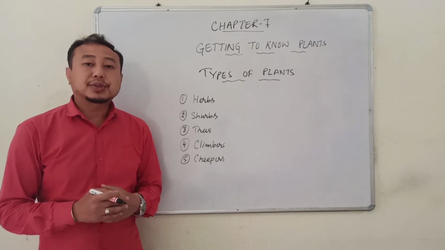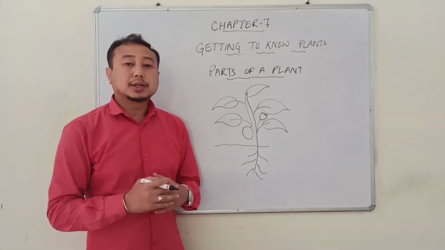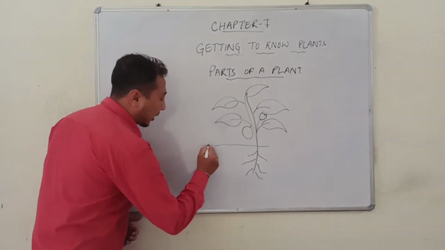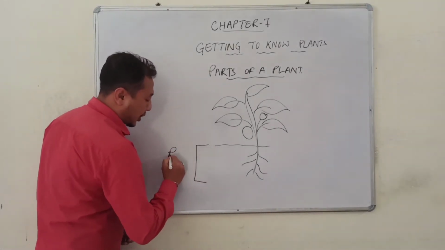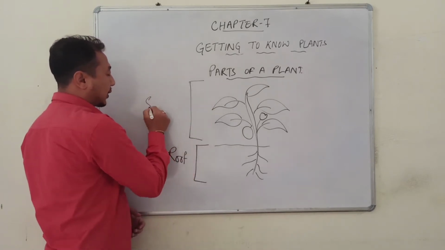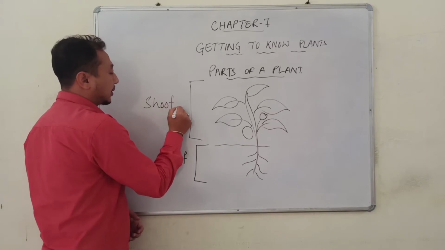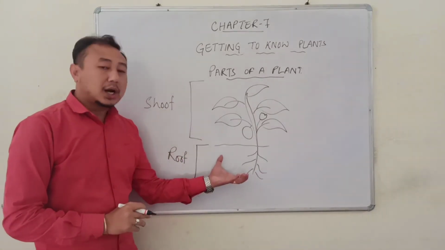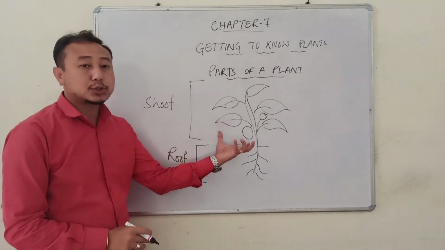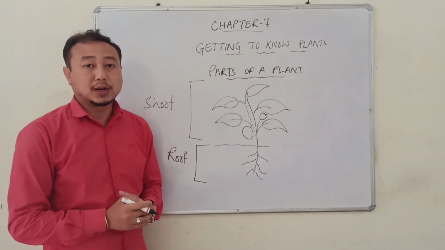Now, let's come to the parts of a plant. The body of a plant can be divided into 2 different parts. One growing underneath the ground, which we call the root. And another one growing above the ground, which we call the shoot. So, roots are the parts of the plant which are growing underneath the soil, while the shoot is the part of the plant which is growing above the soil.